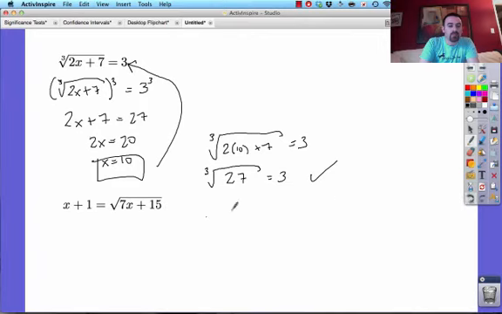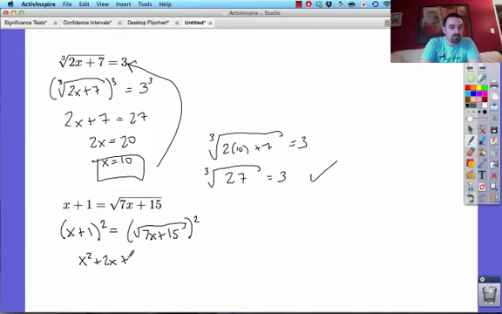Alright, so now what I'm going to do is square both sides in order to get rid of the square root. I get x plus 1 squared. Now remember, I have to FOIL this. x squared plus 2x plus 1. I can't simply write x squared plus 1. That's different. And on the right, the square root and the square undo each other. I'm left with 7x plus 15.